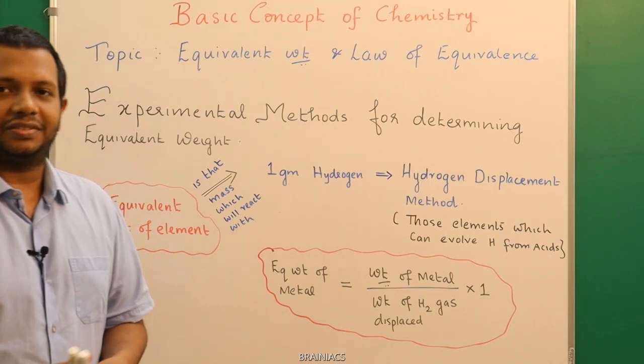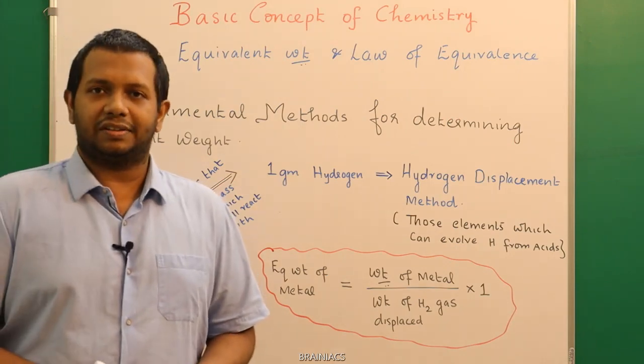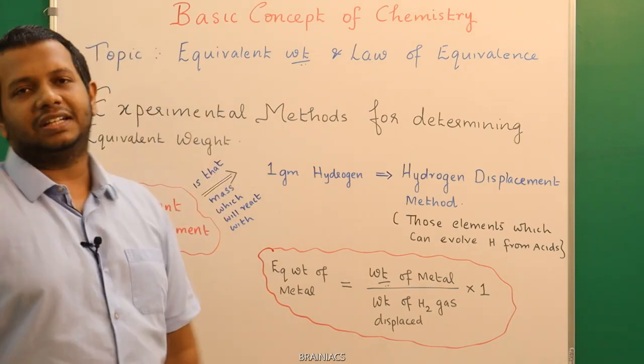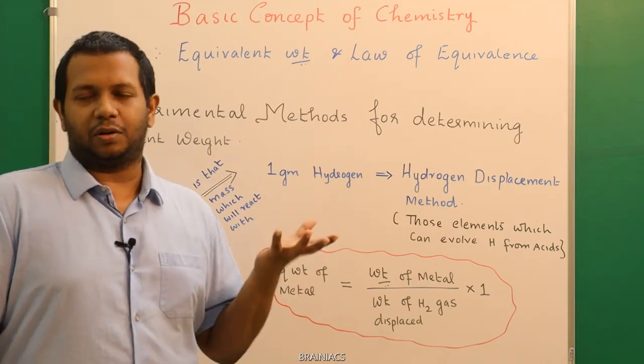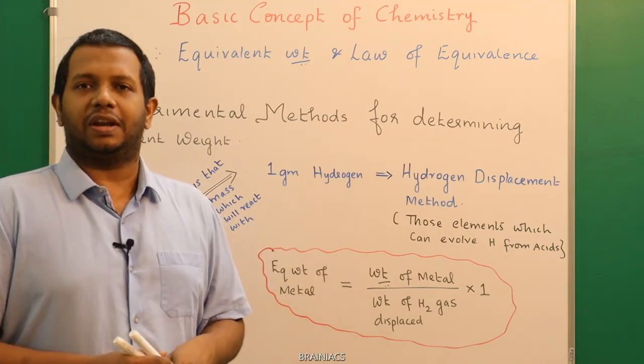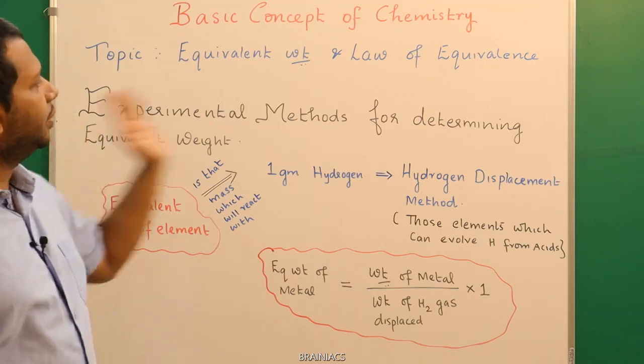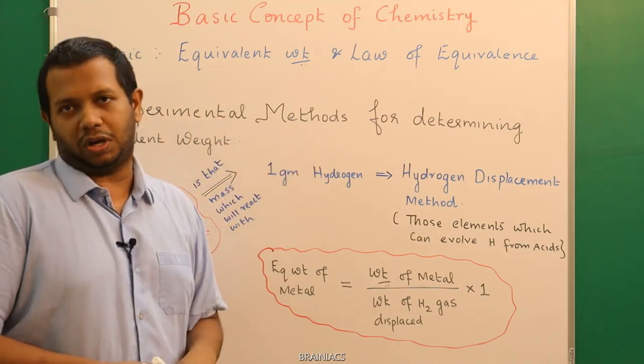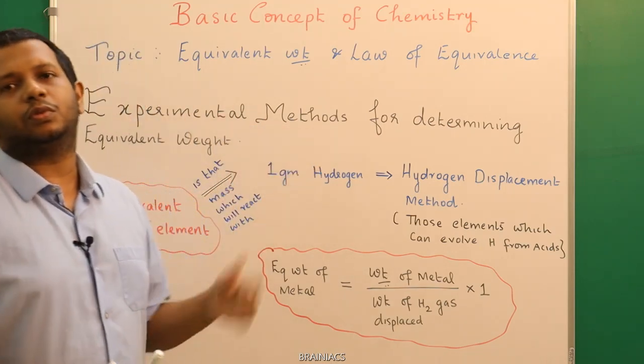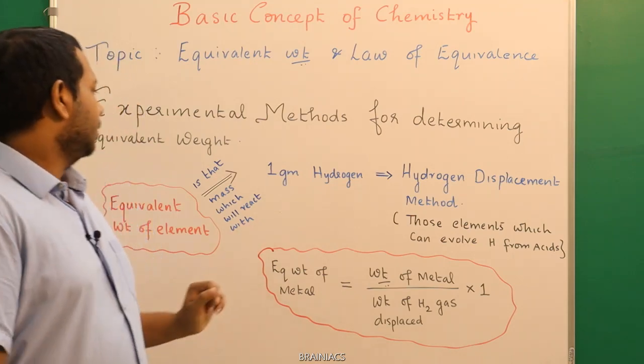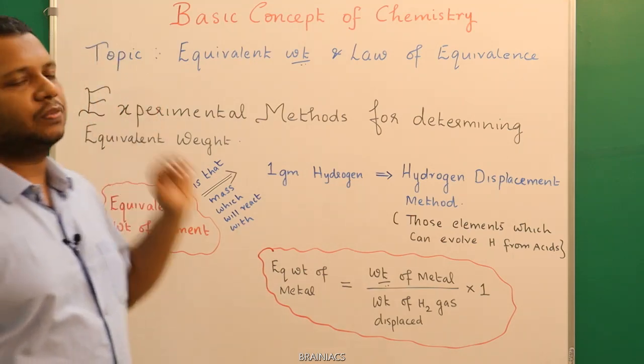Okay. Hi students. So until now we were discussing the theoretical calculations or methods or formulas by which you could calculate equivalent weight. Now we are coming to the experimental methods for determining the equivalent weight. Very important. Questions used to come from this area. Okay, so what is the first experimental method?